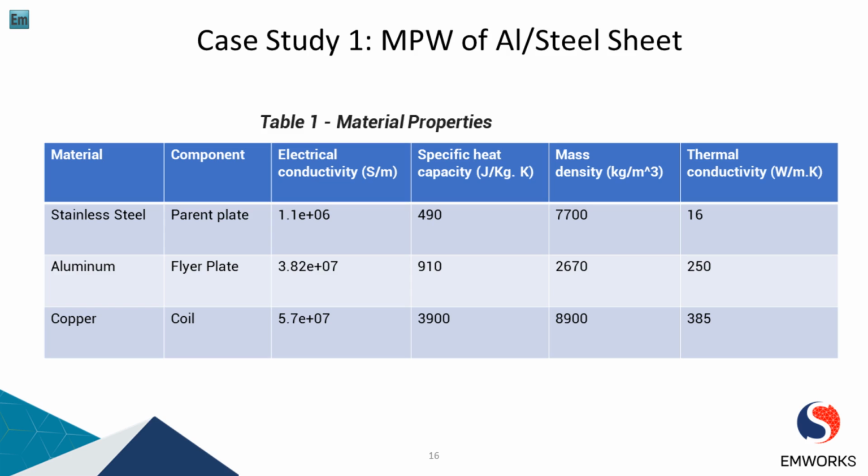Additionally, the coil, a fundamental component of the welding process, is crafted from copper, known for its excellent electrical conductivity, and Table 1 showcases the key properties like electrical conductivity, specific heat capacity, mass density and thermal conductivity, which is essential in determining the behavior and the performance of these materials during the welding process.